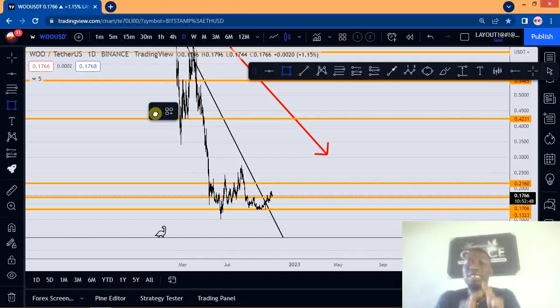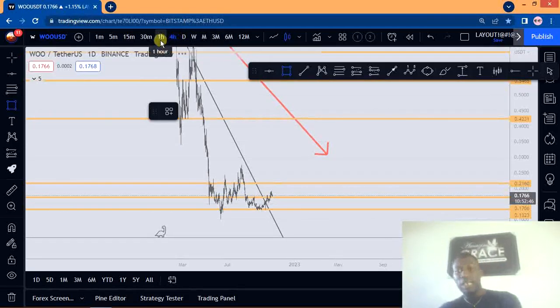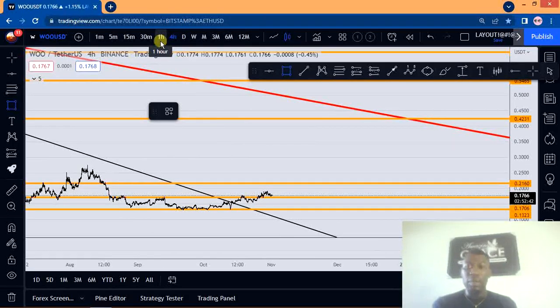Okay, now this is where you come over to the 4 hour chart or the 1 hour chart as a day trader, depending. This is where you are going to start drawing your strategy, your patterns, or whatever you want to use, or your trend line breakouts, all of those things. It's in the 4 hour and 1 hour time frame.